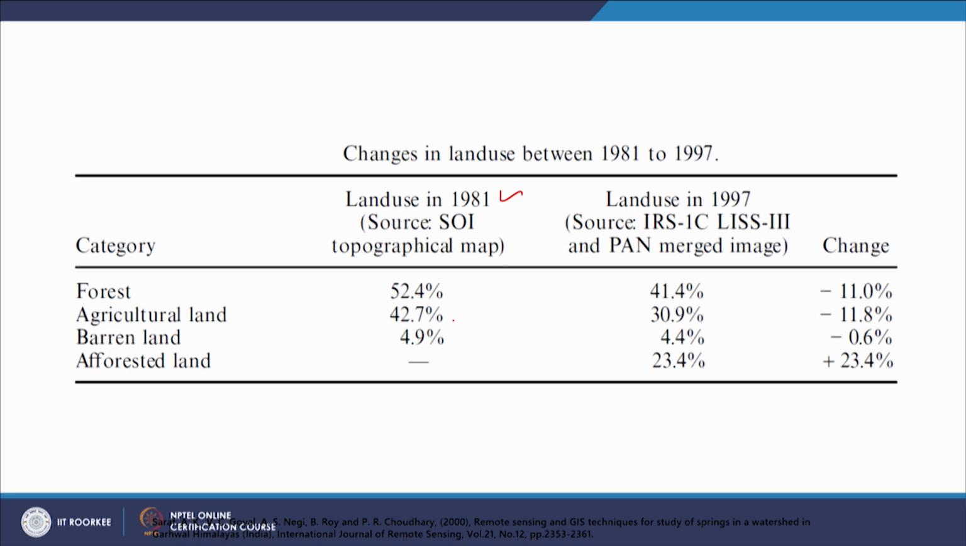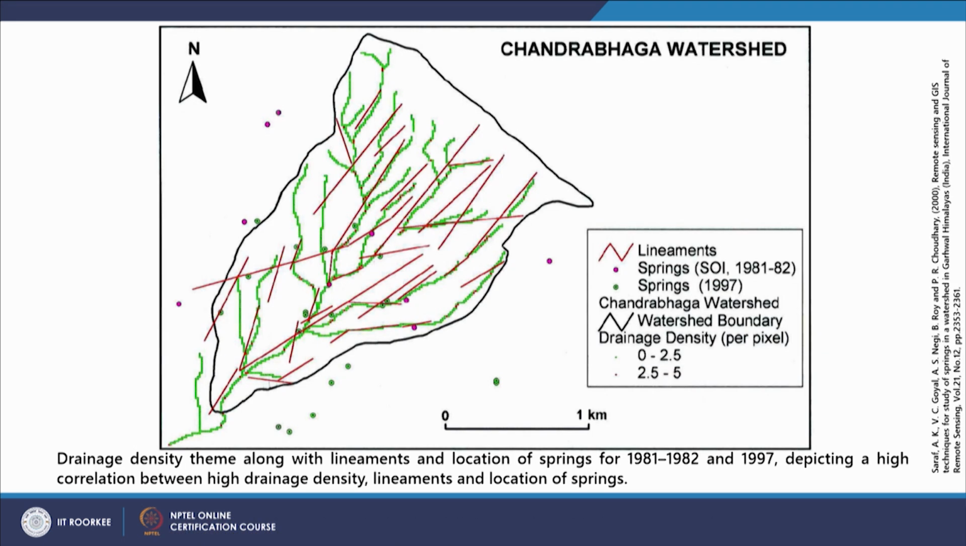So, here what you are seeing is that forest part has reduced, the agricultural land has reduced, however, the afforested land has increased. So, this is another reason why many springs are drying up in the Himalaya, because the uprooting of trees or forest is happening.